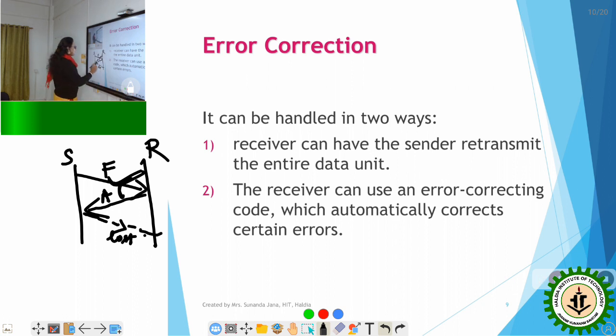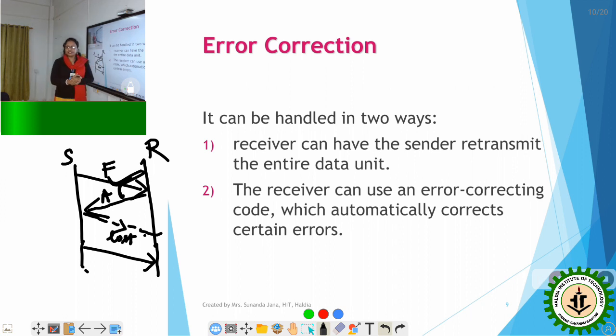Then at that moment, what will the sender do? It will wait for the acknowledgement up to a certain period of time, and after that it will retransmit the same data after a fixed amount of time, as the sender always has a timer before sending the data. So in that way, by using the process of retransmission also, error can be corrected.